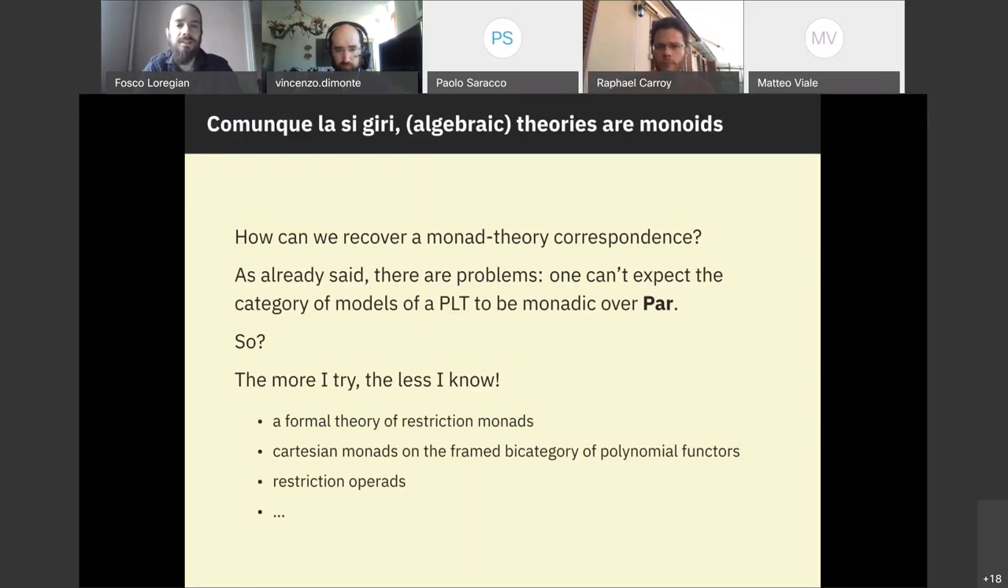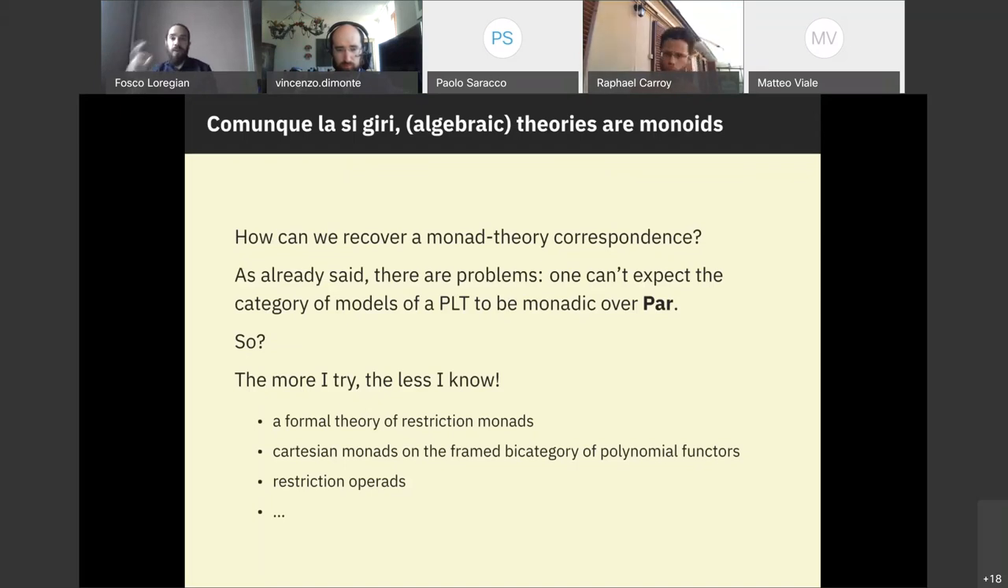If you ask me, I am particularly interested in finding a monad-theory correspondence. Because if you remember, among the equivalent characterizations for an algebraic theory that I gave you at the beginning, one of them was: a Lawvere theory is exactly a locally finitely presentable category, monadic over Set with a finitary monad. In this setting, what completely breaks down the equivalence is the fact that one cannot expect the category of models of a partial Lawvere theory to be monadic. You just get some locally finitely presentable categories in that way, because not every LFP category is monadic over Set. There are very blatant counterexamples: posets, categories, and also others.